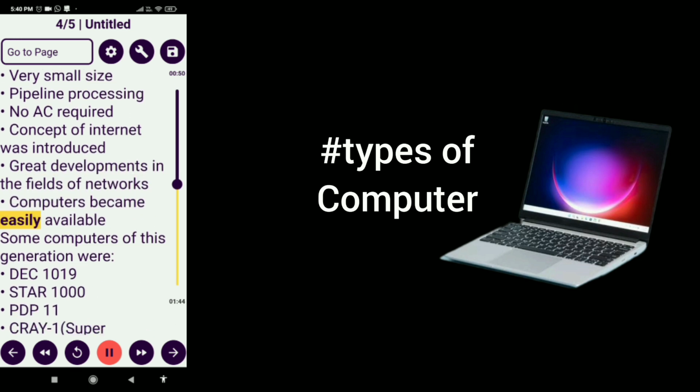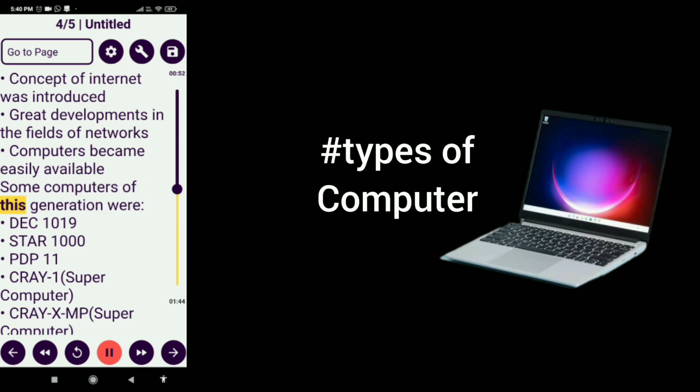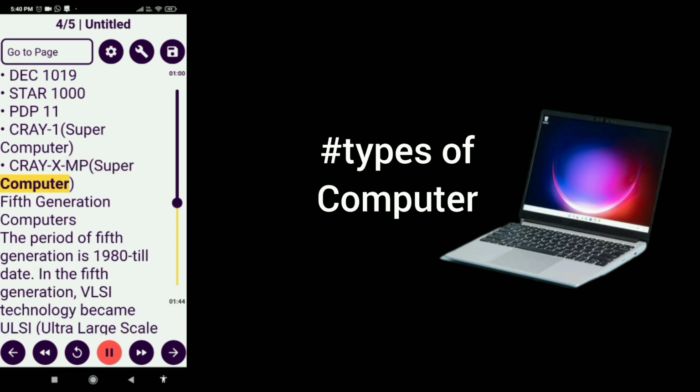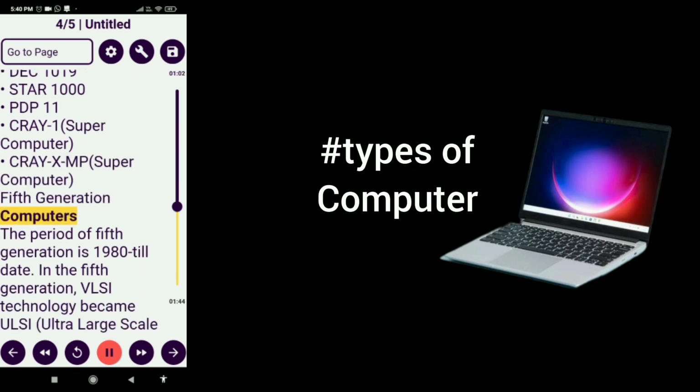Computers became easily available. Some computers of this generation were: DEC 10, STAR 1000, PDP-11, Cray 1 supercomputer, Cray XMP supercomputer.